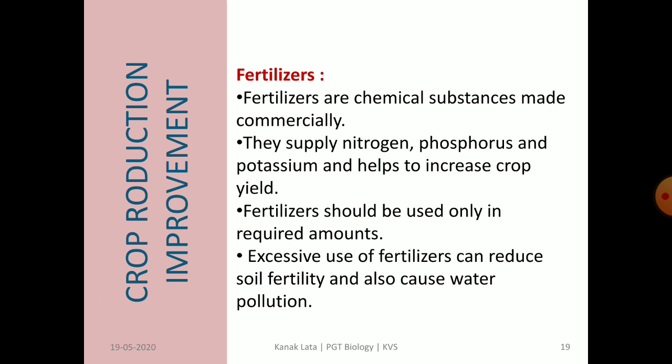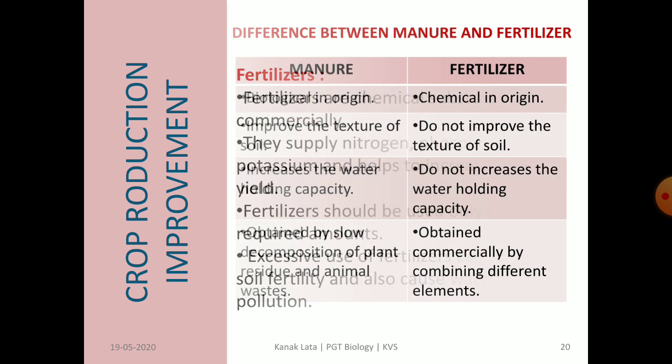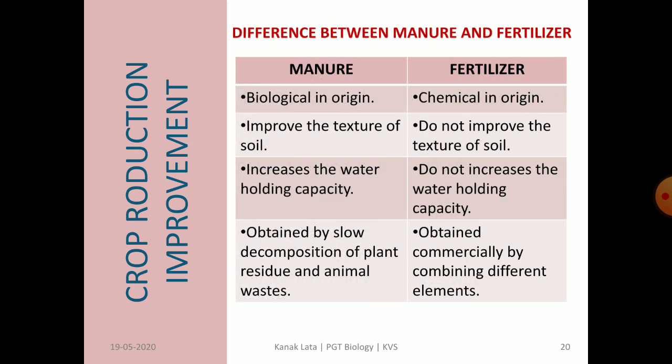So the next topic is about fertilizer. Fertilizers are produced commercially and are chemical in origin. They are rich in nitrogen, phosphorus, potassium and help in increasing the productivity of crops, but they must be used in the required amount. Otherwise, they can reduce the fertility of soil and also cause water pollution. There are a lot of differences between manure and fertilizers. So, let us see here.